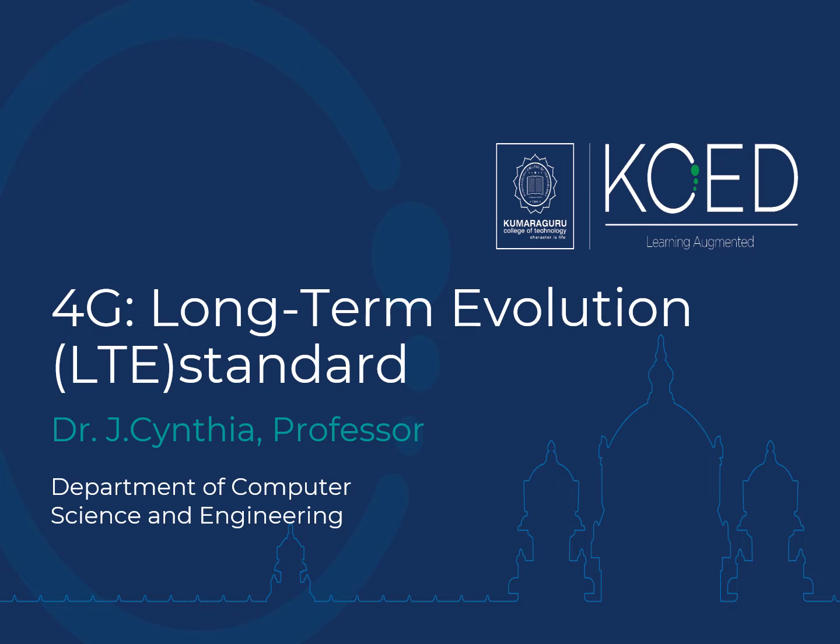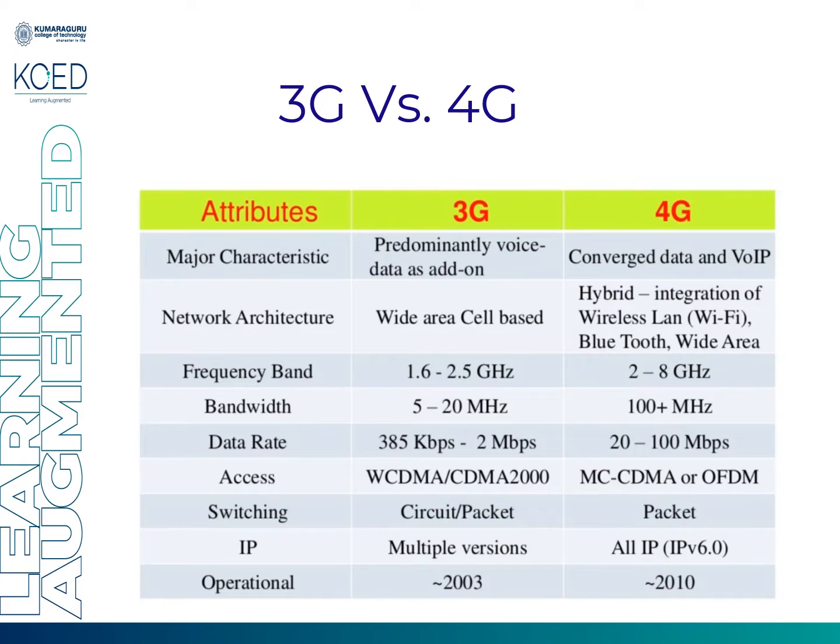Today let's see about 4G network, commonly known as LTE, which is long-term evolution. Let's see how 4G differs from 3G. We have already seen about 3G network. The major characteristic of it is voice and data are considered independently, whereas in 4G it is converged data. All types of data are converged as single data that can be transferred through IP. It handles voice data, text data, multimedia data and so on.